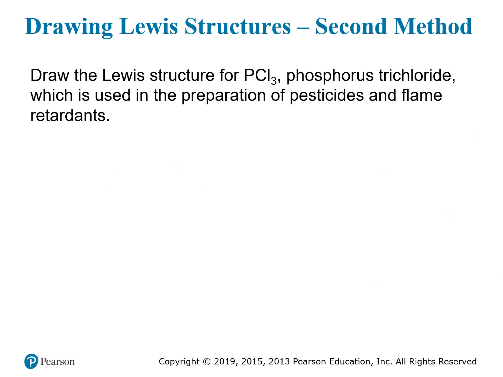The second method can be used for slightly more complicated molecules or things that might not be so clear when you first look at them. So let's use the second method to draw the Lewis structure for PCl3, phosphorus trichloride. Okay, this is used in the preparation of pesticides and flame retardants.